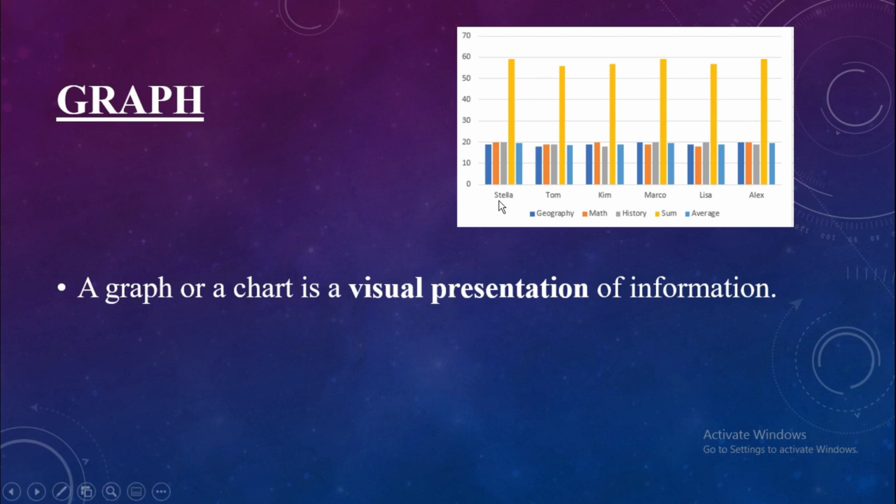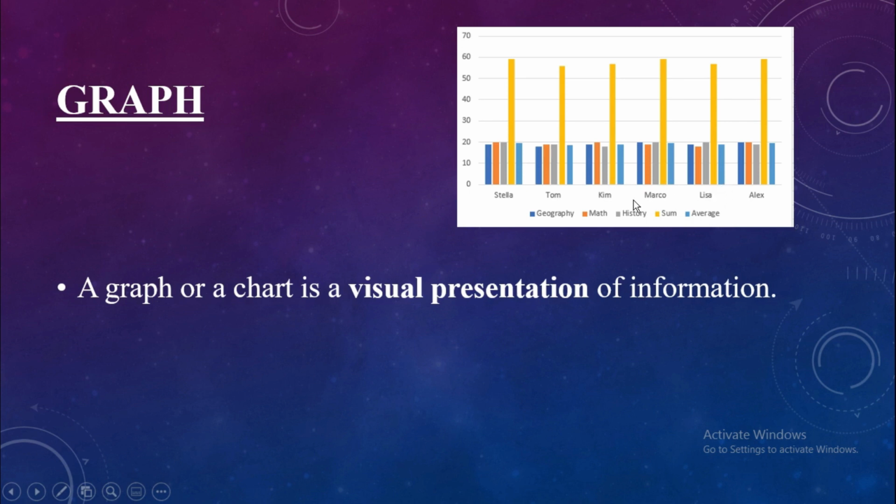So here we have the names Stella, Tom, Kim, Marco, Lisa and Alex. And here we have the range from 0 to 70. Okay. So here blue color is representing geography and the orange color is representing math. Ash color or gray color is representing history. Yellow color is representing the sum and the light blue color is representing the average.